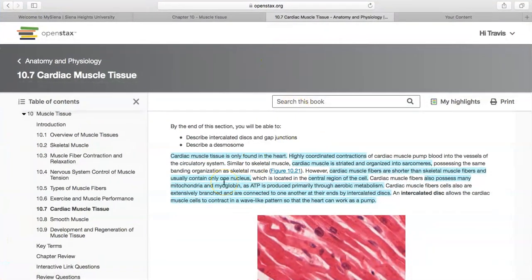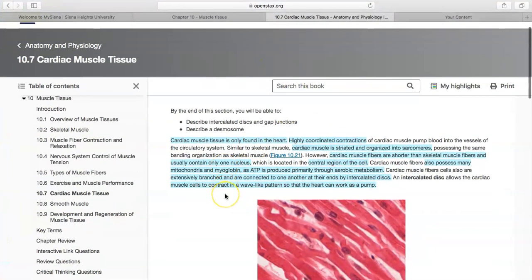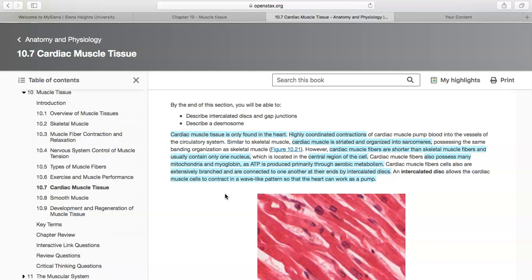Okay, everyone. This lecture is going to be very quickly going over the cardiac muscle tissue. A lot of the stuff we've already covered before, but it doesn't hurt to go over it again. Once again, cardiac muscle tissue is found only in the heart. It's right in the name, right?